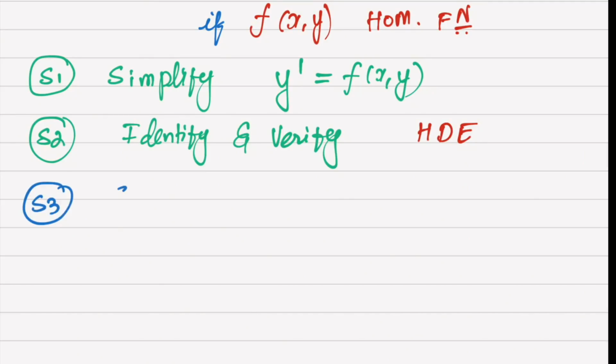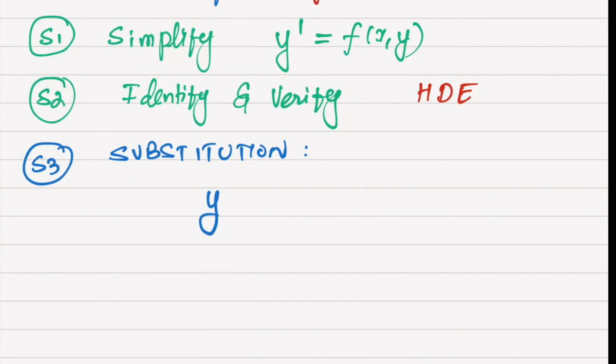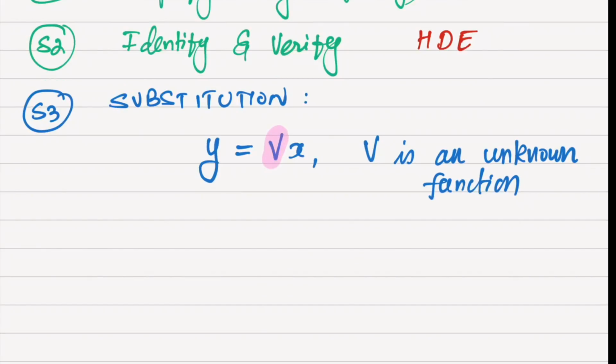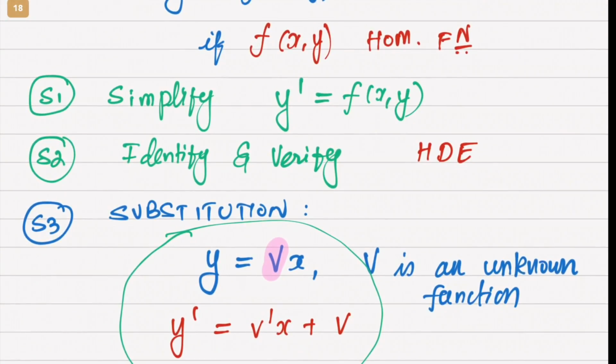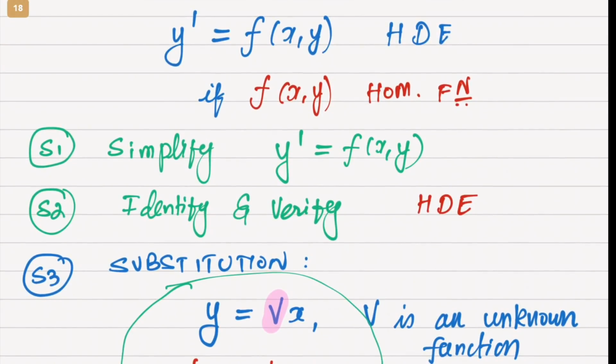Step 3, a very important step, is the substitution. We're going to replace the variable y by vx. This v is an unknown function. Now let's see how we make use of this. Since v is an unknown function, if you simplify, y prime would be v prime x plus v times 1, which is simply v. We're going to take this and substitute it back into our differential equation, and then we're going to solve it.